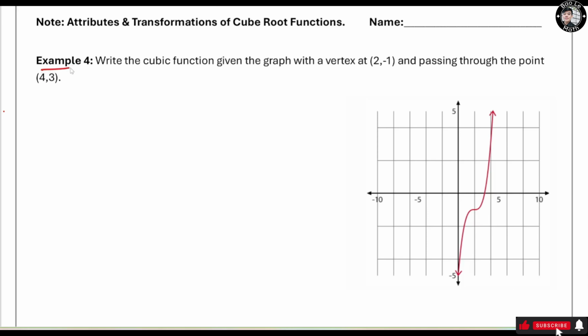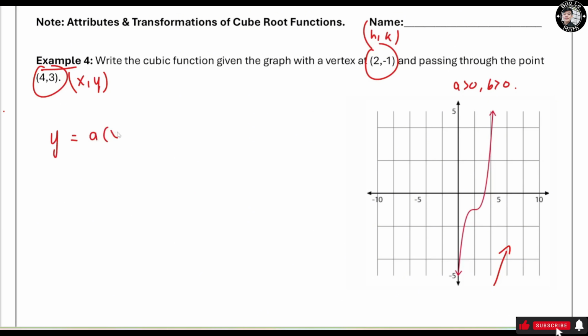Now let's move on to example number 4. Example number 4 is similar to example number 3. We're going to write the cubic function given the vertex and the point right here. So this one is x and y, and this one is h and k. Because the graph goes this way, we have a positive, b positive. So the vertex form is y equals a times (x minus h) cubed plus k. So substitute these two pairs right here into this equation.